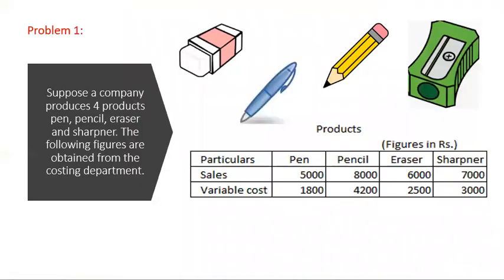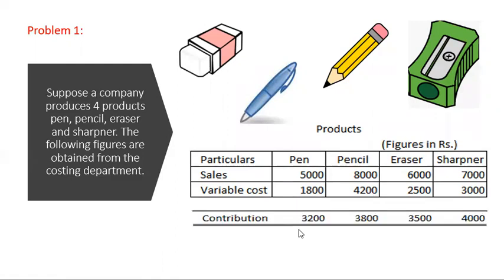Let's solve a problem to understand. Suppose a company produces 4 products: pen, pencil, eraser, and sharpener. The following figures are obtained from the costing department. Here are the sales of the 4 products, as you can see here, and here are the variable costs for these products. Now, to solve the problem, we have to calculate the contribution. And the contribution is derived by deducting the variable cost from sales, and it comes to these figures.